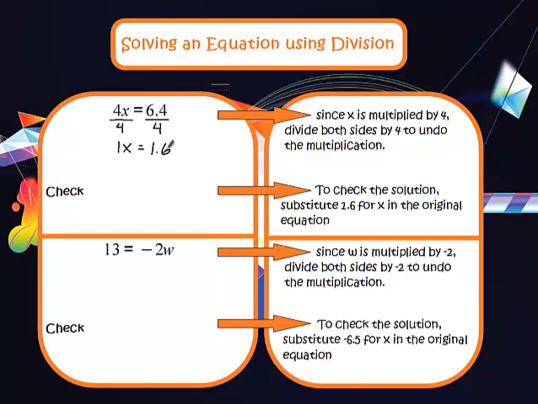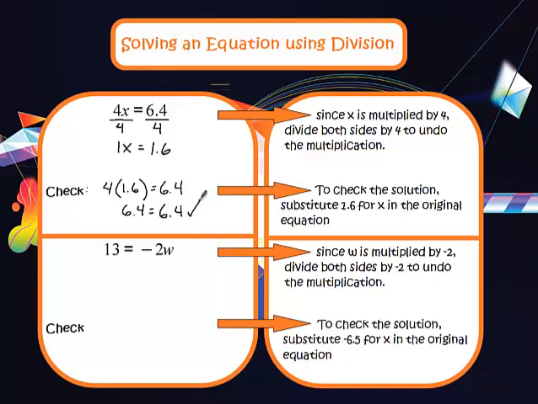If I want to check this, I can take that 1.6 and substitute it back in for x. Remember, when I have 4 next to x, that means multiply. So I have 4 times 1.6 equals 6.4. Again, using my calculator, I find that 4 times 1.6 is 6.4. So 6.4 equals 6.4. Check.